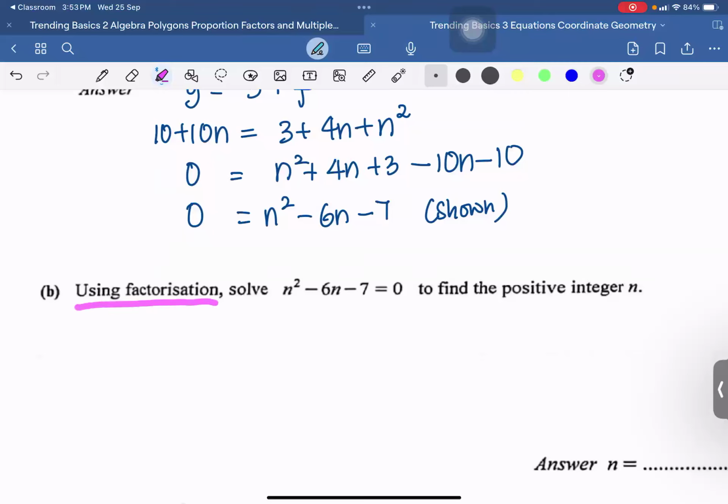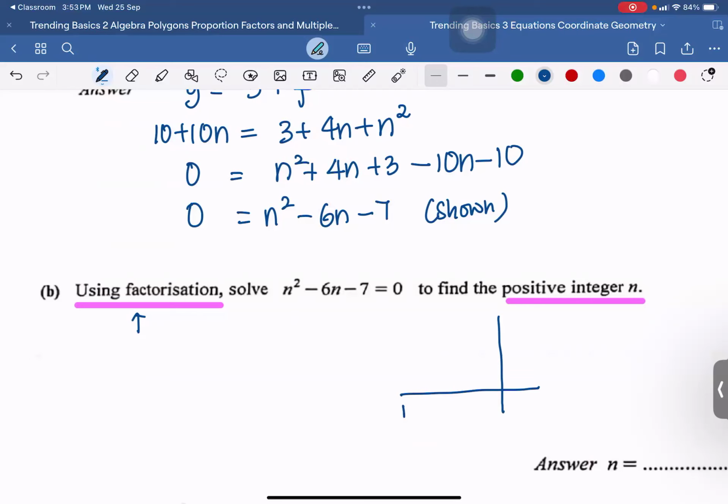Using factorization, can I solve using formula? Yes or no? Type me your answer. Can I solve using formula? No, right? They want positive integer, correct. They cannot solve using formula because they say use factorization. So in this case, I have to do my factorization.